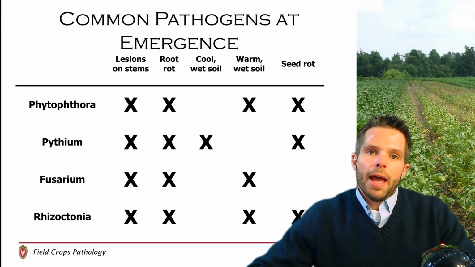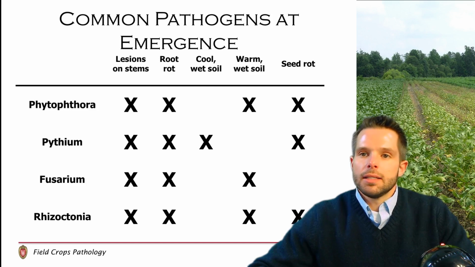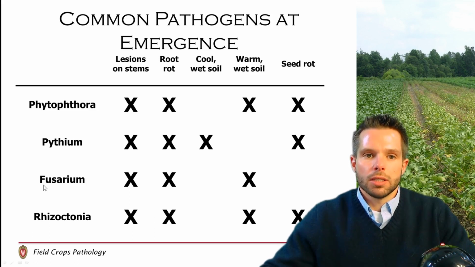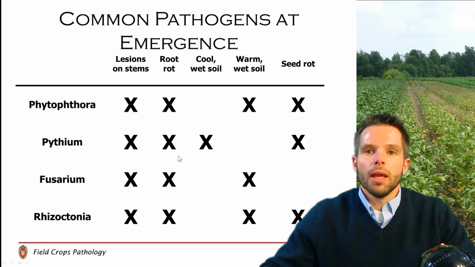Now, some other pathogens can cause diseases which look similar to Phytophthora, so this table sort of gives you an idea of what to look for when you're trying to discern between Phytophthora and some of these other important diseases such as Pythium, Fusarium, or Rhizoctonia.